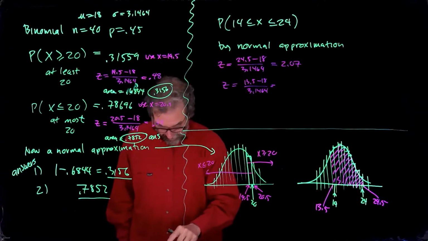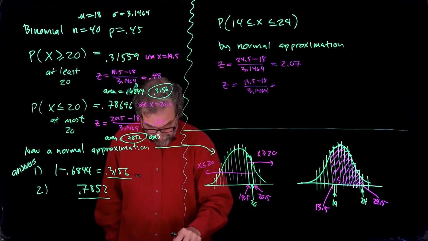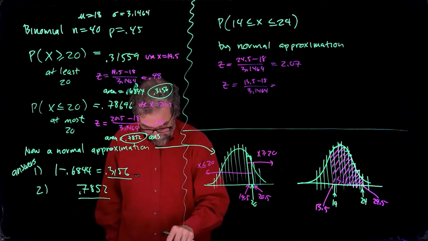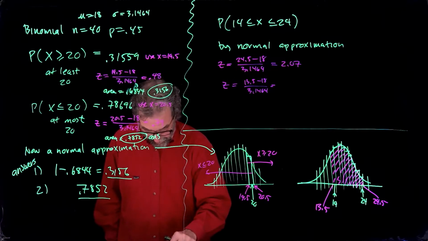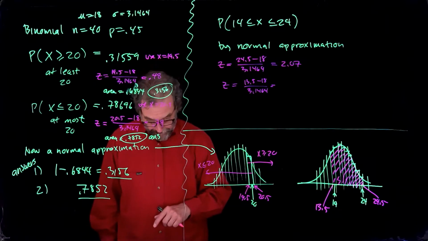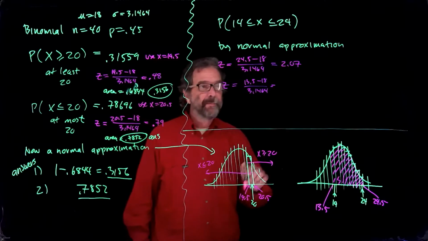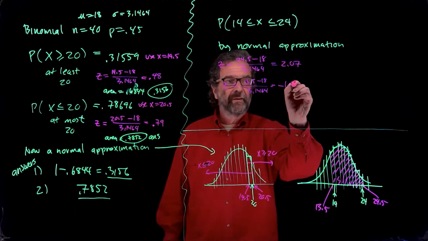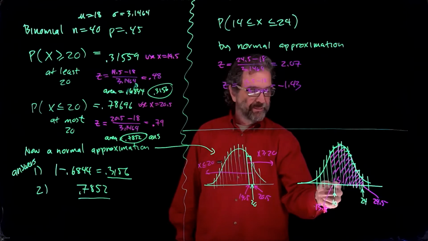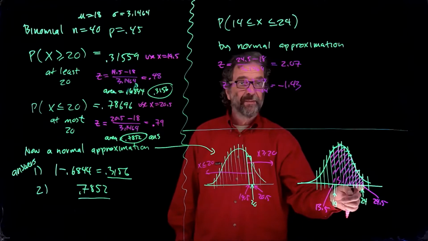And then 13.5 minus 18. Divide that by 3.1464, which my calculator will not type. There it is. Negative 1.43. So that makes sense. It's below the mean. It's about 1.5 standard deviations, and this is 2 standard deviations above.